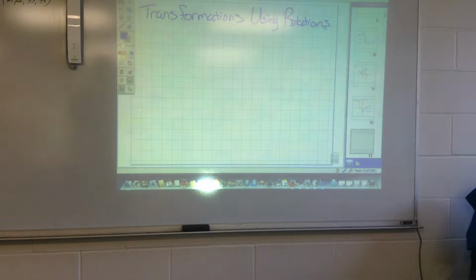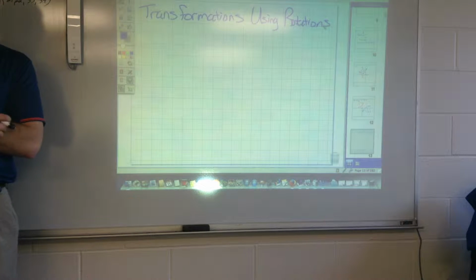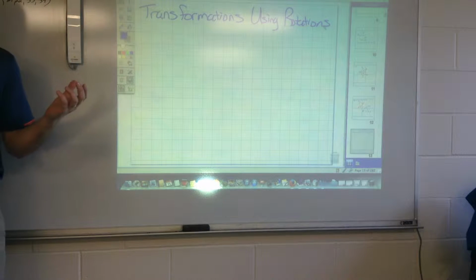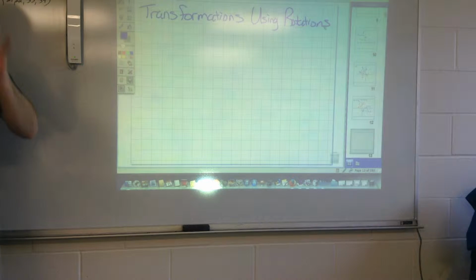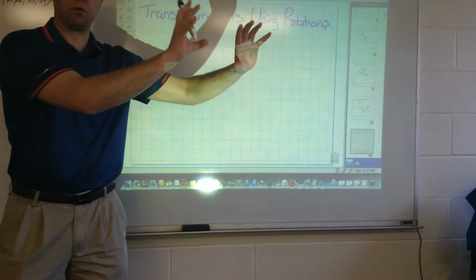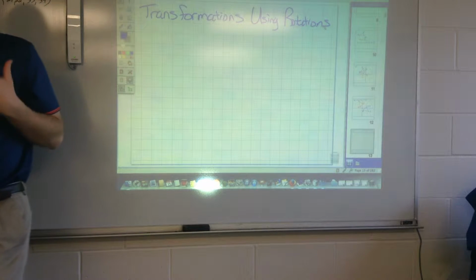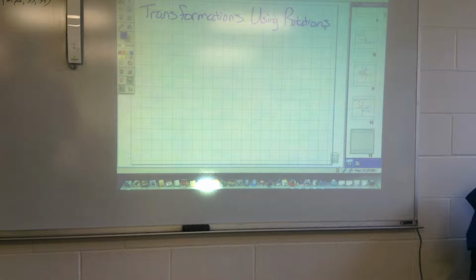Alright, so transformations using rotation. Just like translations and reflections, this won't change the shape. If you have an object and you shift it left or right, or up or down, it doesn't change the shape. It doesn't change the area. It doesn't change the congruency.